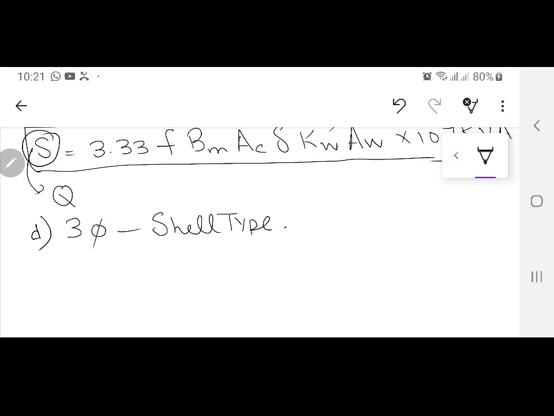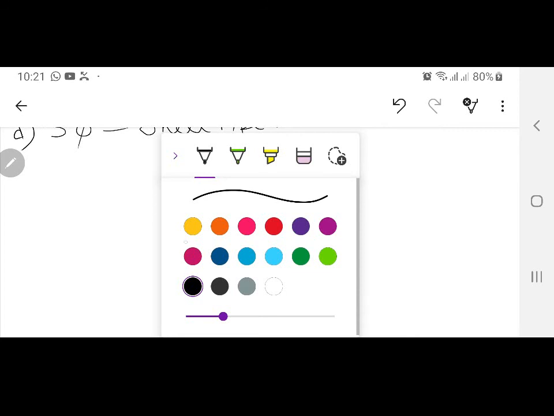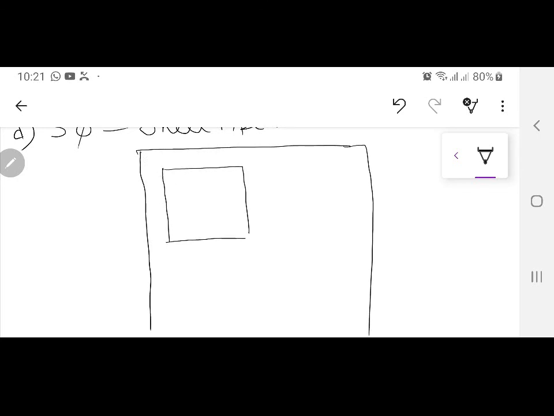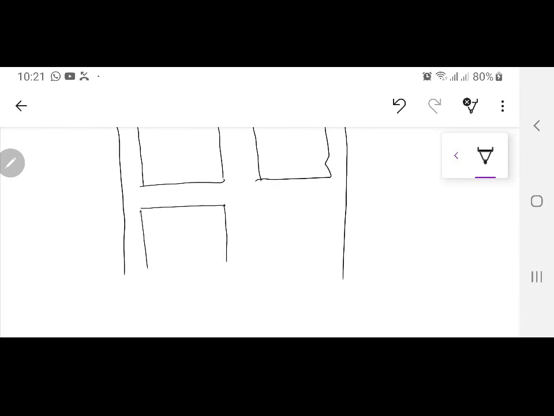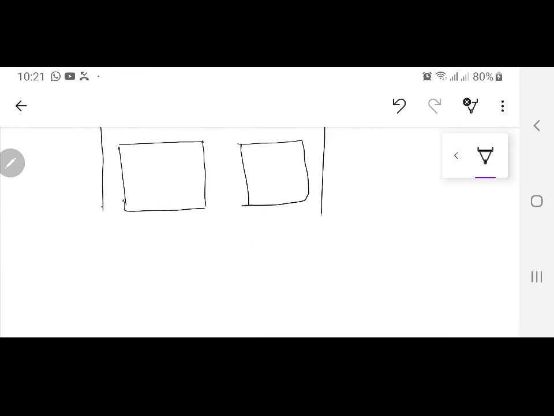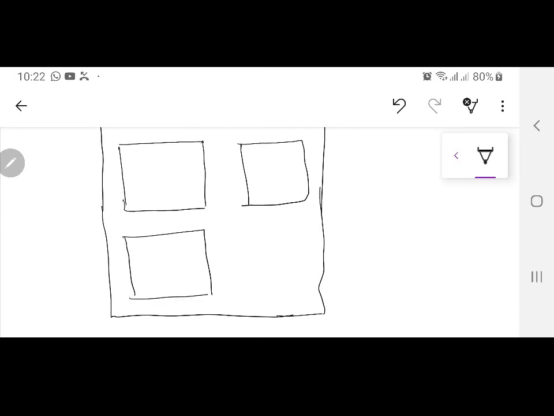Now this 3-phase shell type, as we have done last time also, is a little huge one, huge in the sense that it has 3 different windows. This is the first window for the first phase, and then I have the second window, and then I have the third window.